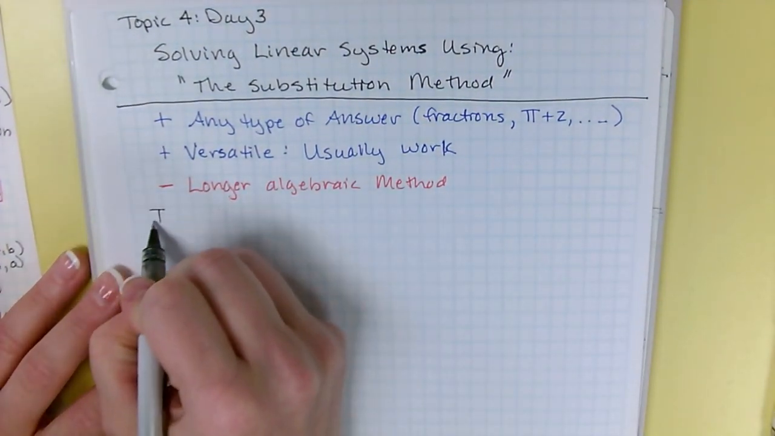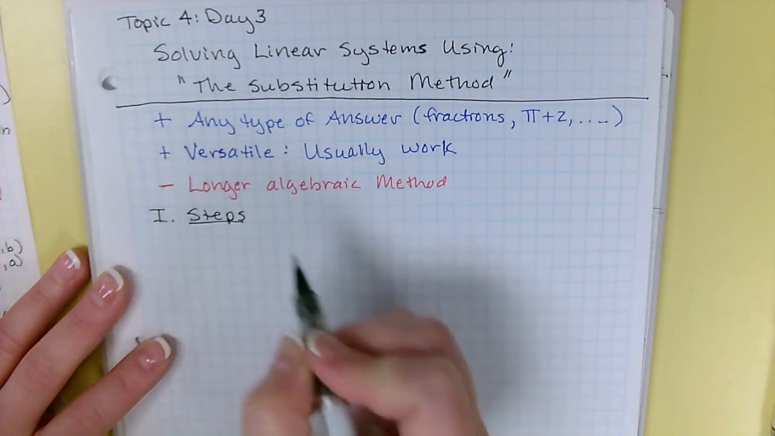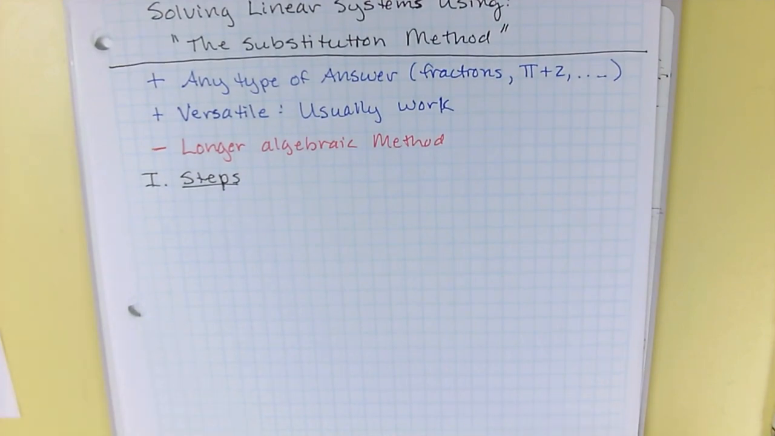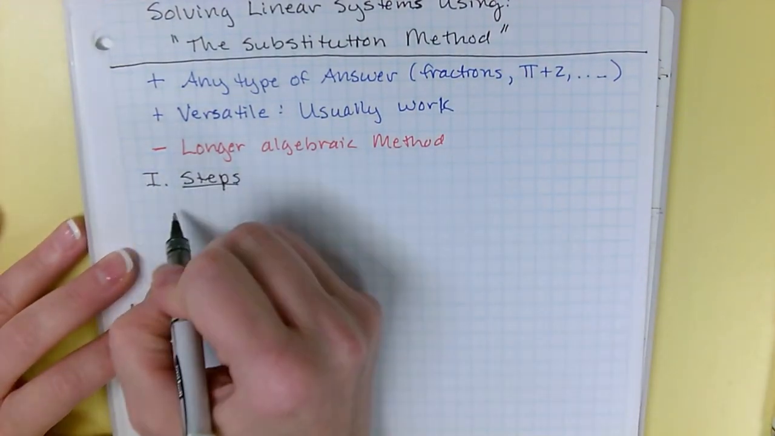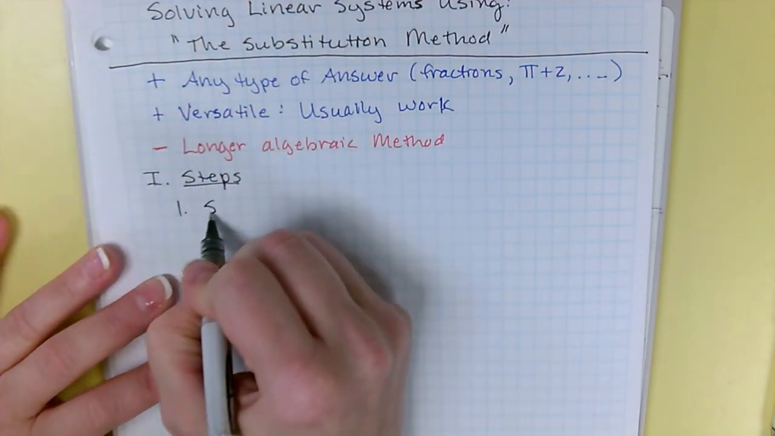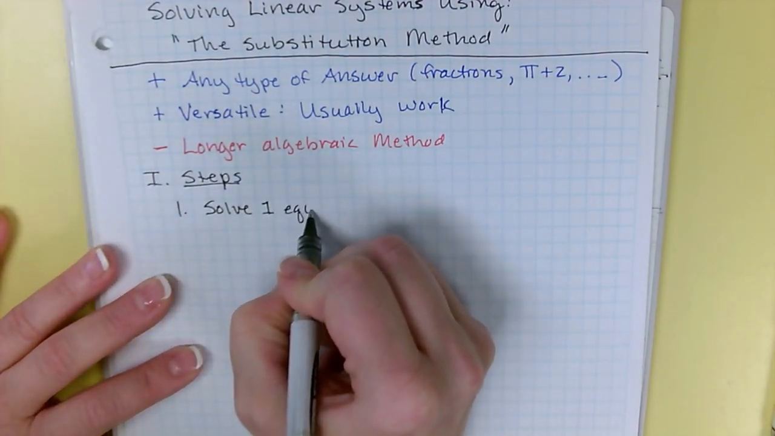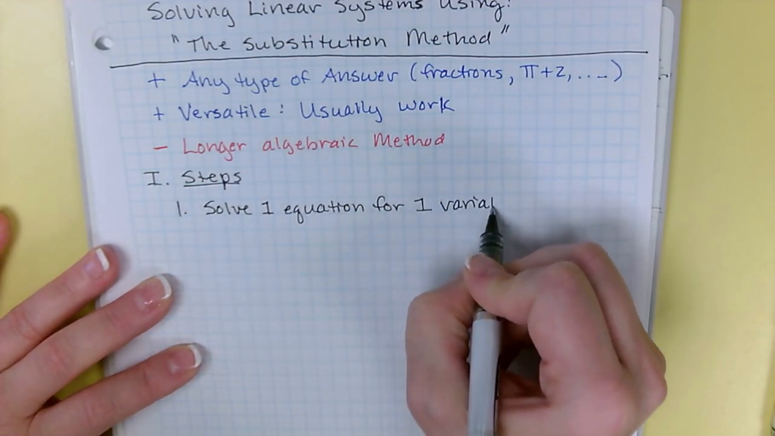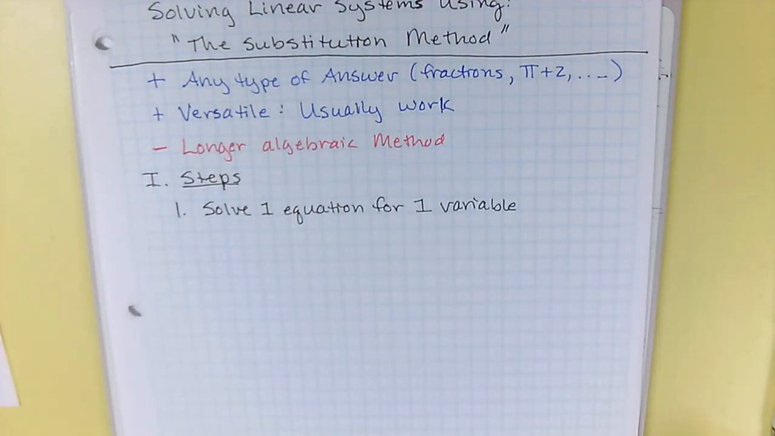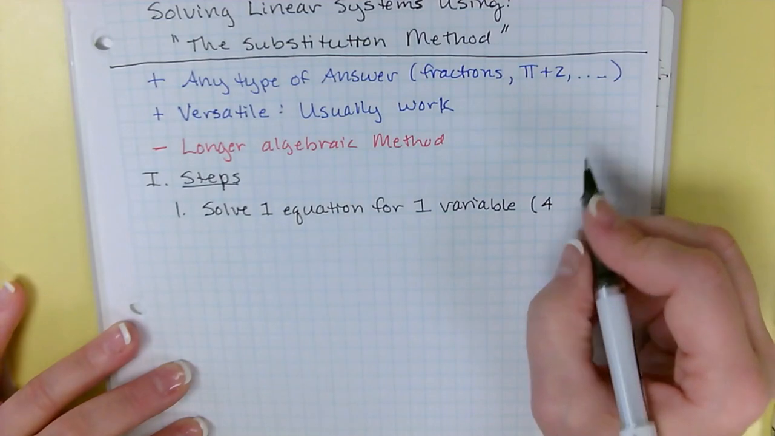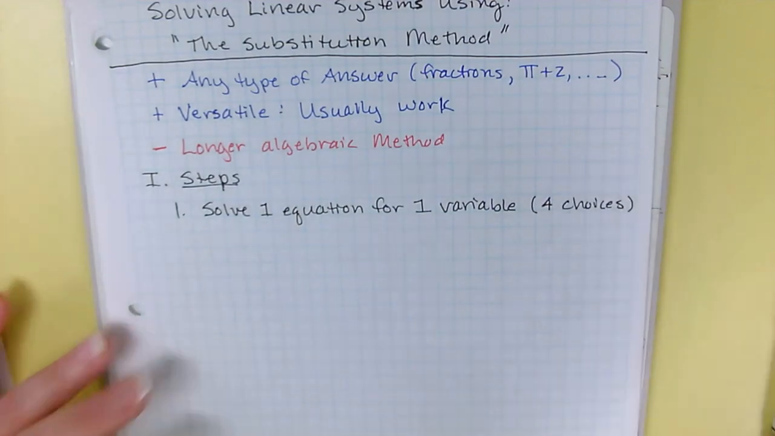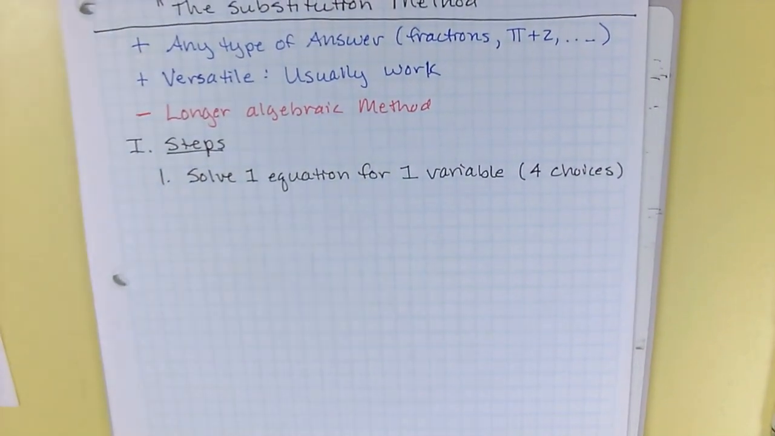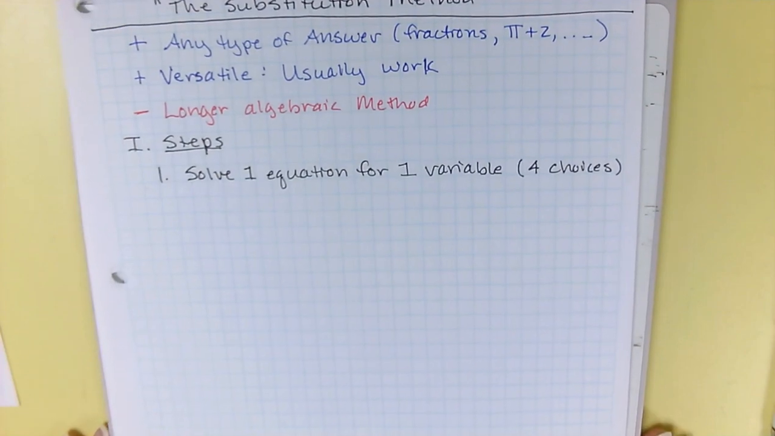Okay, so Roman numeral 1, we're going to go over the steps. Most people do it visually, but I like to give you the steps in case you get stuck on your homework and you just need to go step by step through the process. So here's the step. Number 1, you're going to solve one equation for one variable. And there's generally, for what we're going to be doing, 4 choices. You get to pick, and we'll talk about how to pick the easiest one possible. But you definitely get to pick which choice you like to start with.